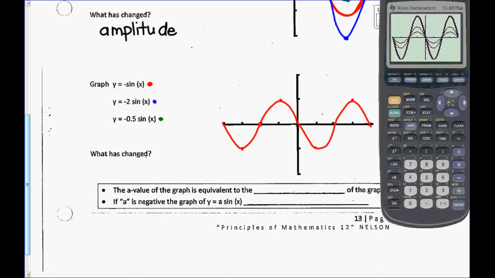Then our -2 sine of x did the same thing, but it went twice as deep with the amplitude to -2. Everywhere where this one was a -1 or a +1, now it's a -2 or a +2. Okay, so we can draw it again, going like this. And then the last one, our green line, is -0.5 sine of x. So again, our amplitude this time was only going to positive or -0.5.